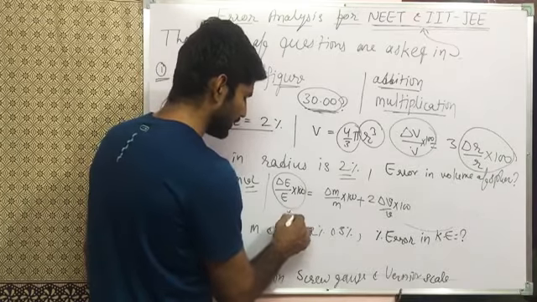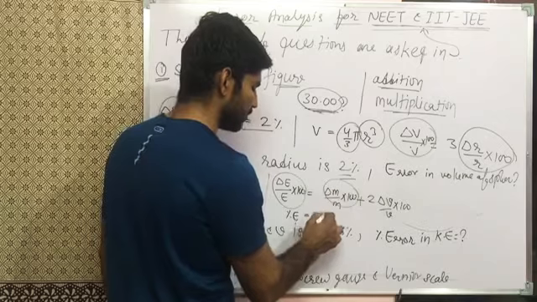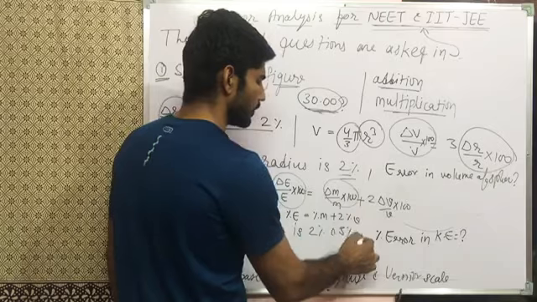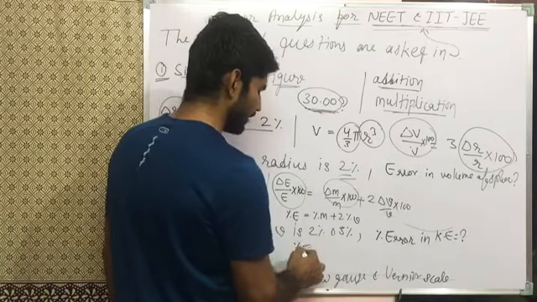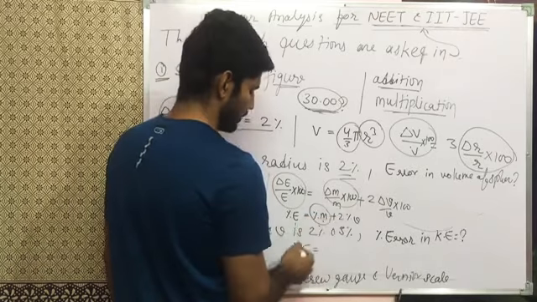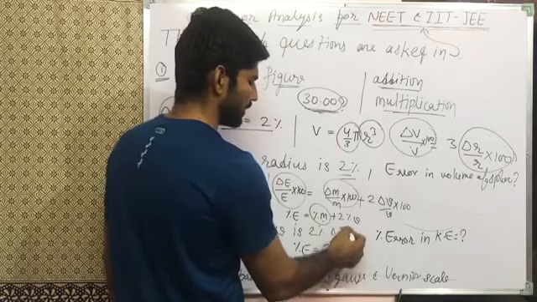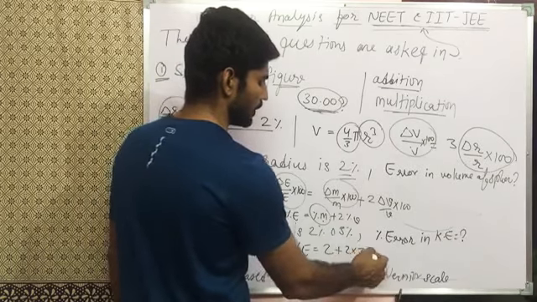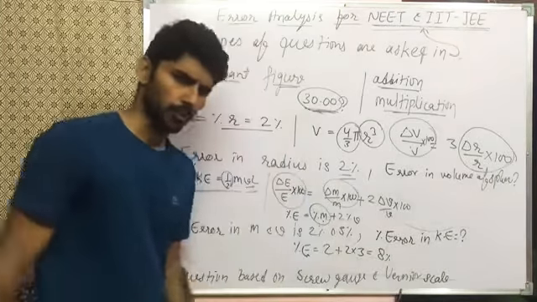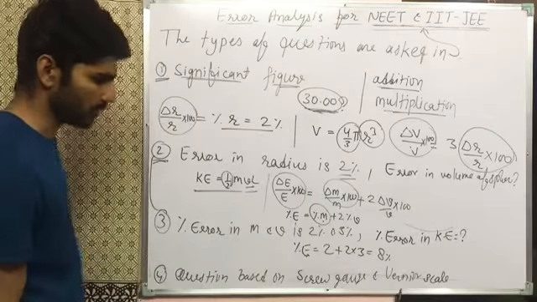Percentage error in energy equals percentage error in mass plus 2 times percentage error in velocity. So percentage error in kinetic energy will be the percentage error in mass, which is 2%, plus 2 times the percentage error in velocity, which is 3. So percentage error in energy will be 8%. That's how we can solve this question. So the second and third cases are almost the same.